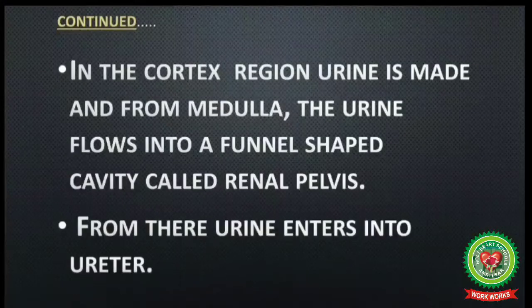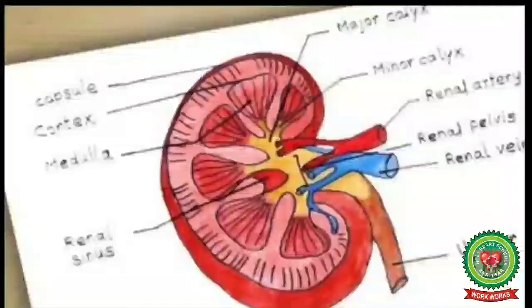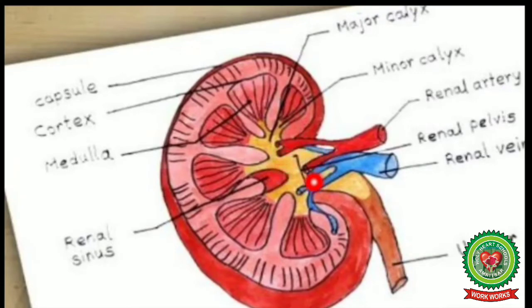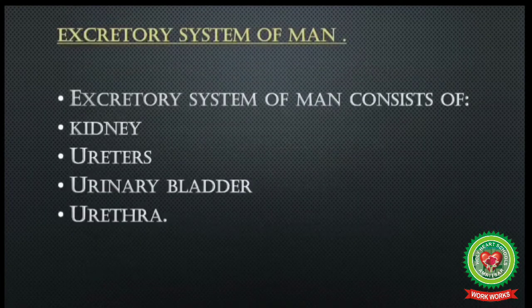In the cortex region, urine is made, and from medulla, the urine flows into a funnel shaped cavity called renal pelvis. From there, urine enters into ureter. Excretory system of man consists of kidney, ureter, urinary bladder and urethra.